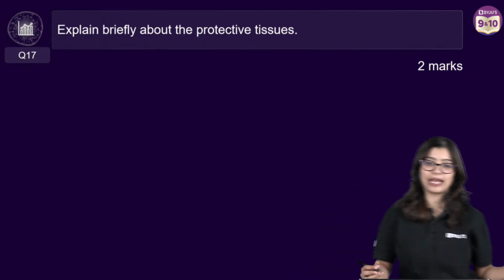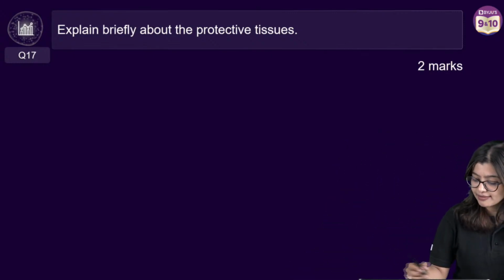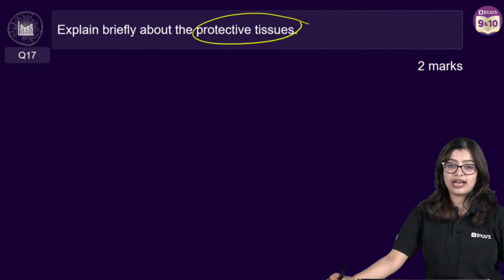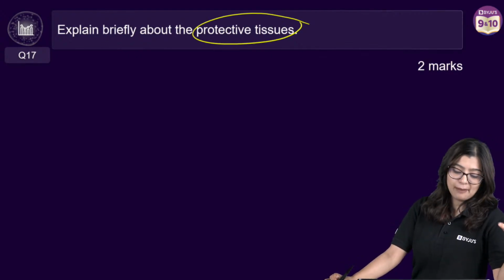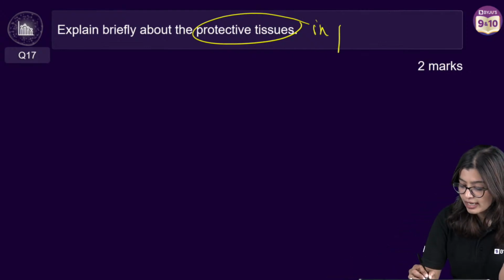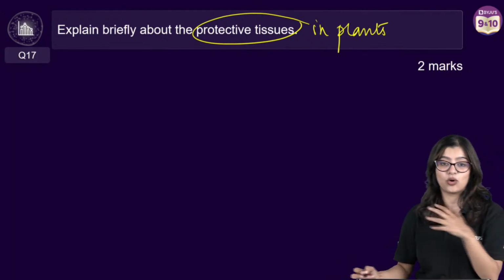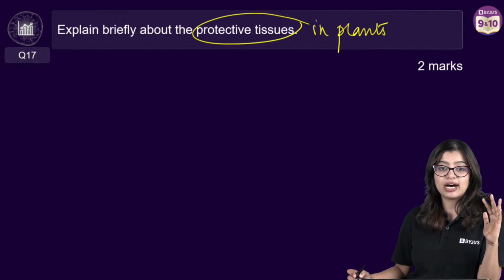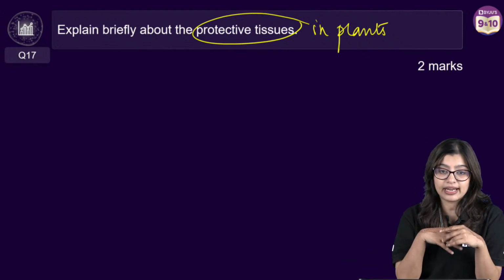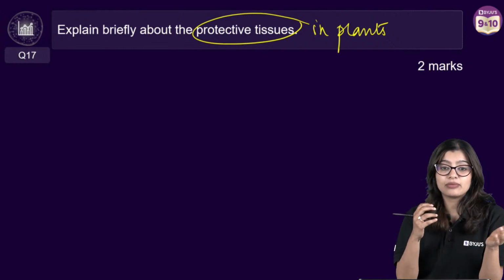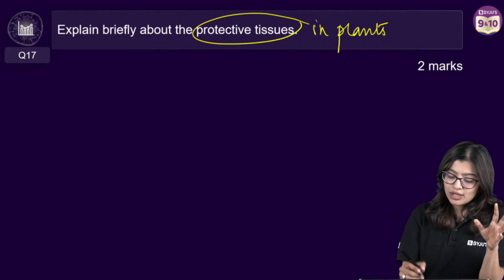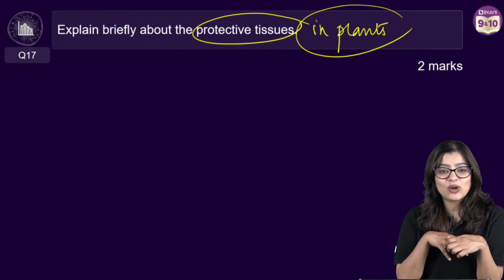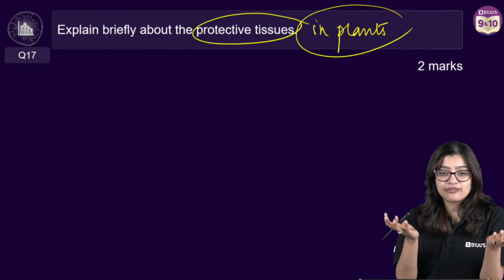Very good. Okay. Now we'll go on to the next one, which is 2 marks on explaining briefly protective tissues. So you have to briefly tell me about protective tissues in plants. What is the main function of protective tissues? First and foremost, all of you need to tell me where we find them, or what are the types of protective tissues.